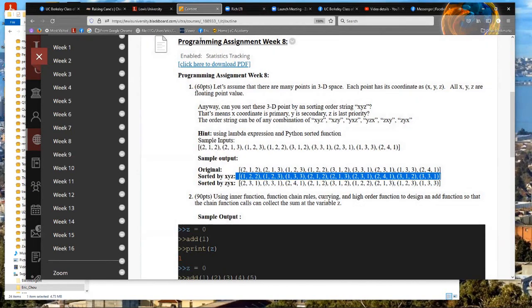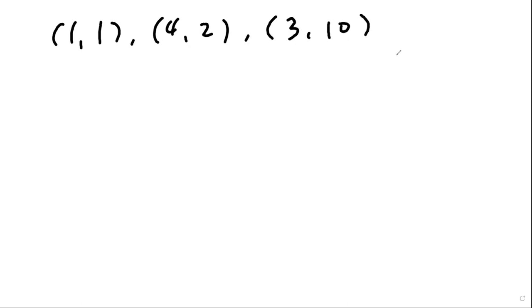Okay, let's look at this one. Let's use a 2-dimension as an example. Let's assume that we have 1, 1, then 4, 2, and then 3, 10, and then -1, 2. Let's assume that we had such an order. If we would like to sort by X, Y in two dimensions, X is major, Y is secondary. So we sort by Y first. By Y, we should have 1, 2, 10, 2.